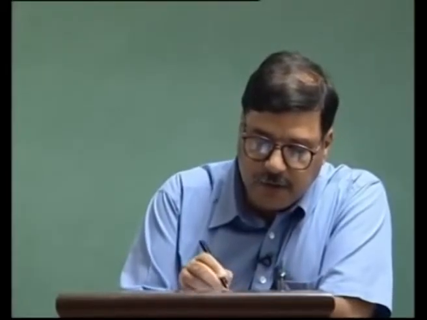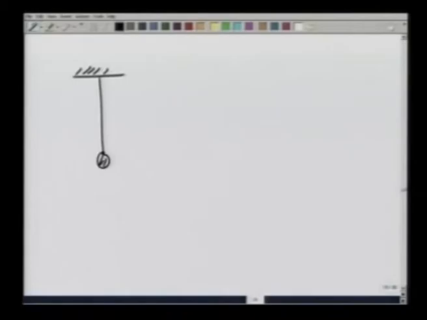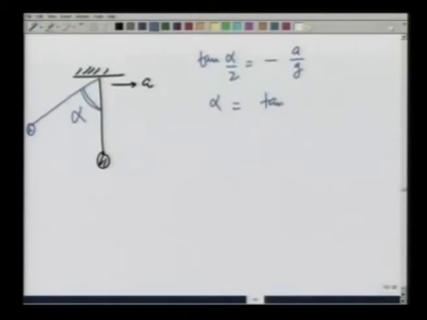So, here was a support which suddenly moved towards this with acceleration a, and the final position is such that at a point such that this angle is alpha, then tangent alpha by 2 is minus a upon g, or alpha just in magnitude is equal to tan inverse a over g times 2.